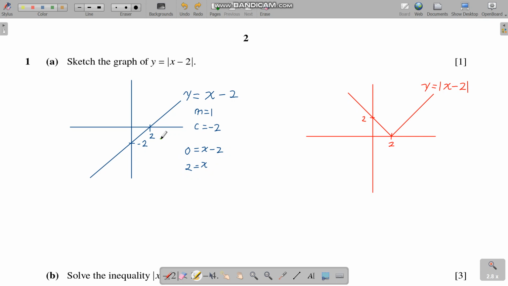So for the modulus, we flip the negative part under the x-axis upside down. We're going to get this kind of V shape. So the y-intercept is now 2. This is the final answer.